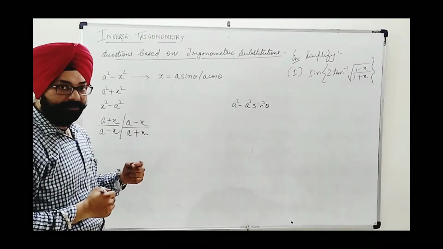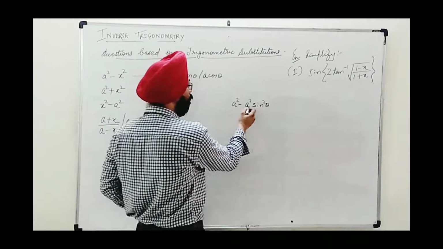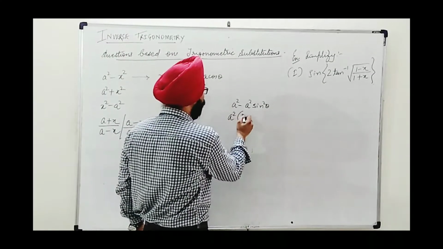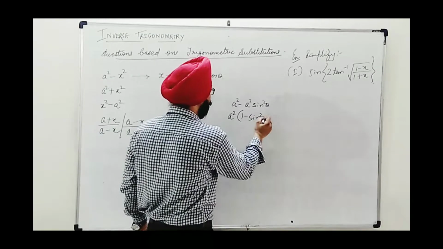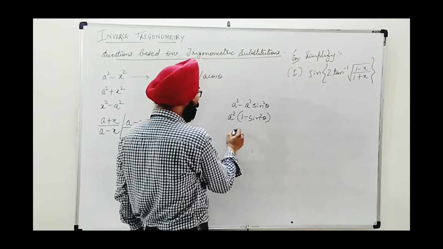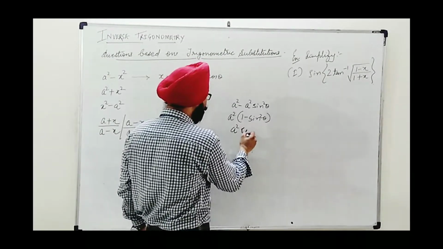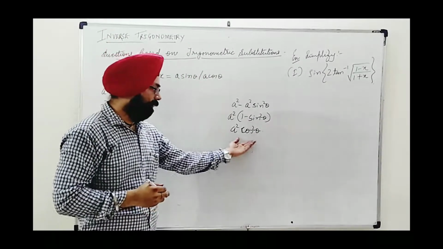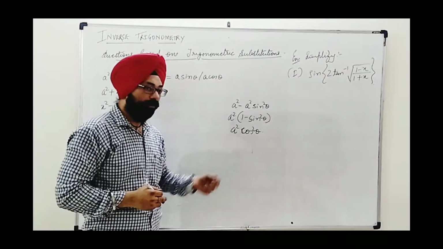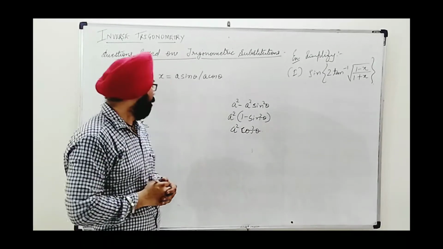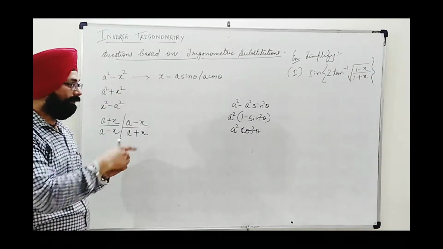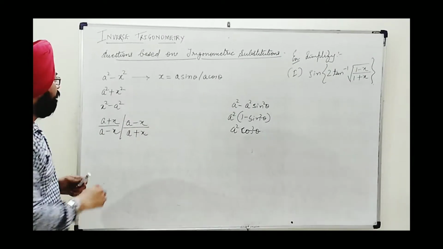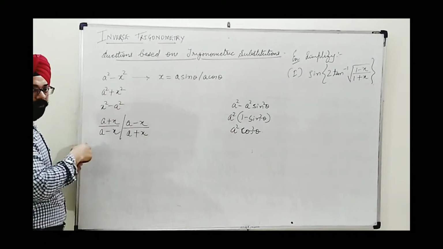Why did I select this one? If I take a square common from this, I am left with 1 minus sin square theta, and 1 minus sin square theta being an identity, I can write this as cos square theta. So this has been simplified to a square cos square theta. Okay, so this is the pattern. This is based on basic identities. This is whenever a square minus x square is given.